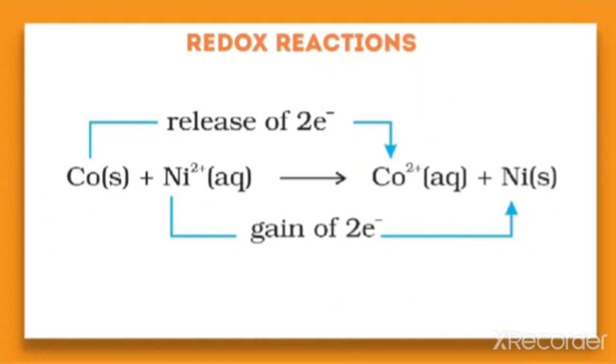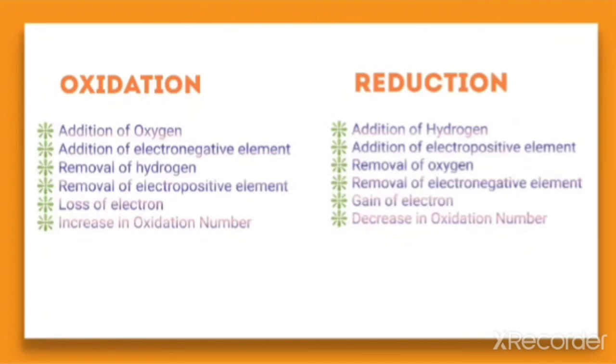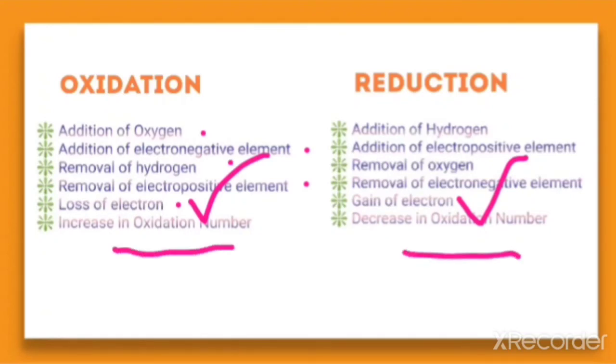So by this way, we come up with a definition. Already we have discussed some definitions: in terms of oxygen, in terms of electronegative element, in terms of hydrogen, in terms of electropositive element, and in terms of electron transfer. That is the definition we have learned now in this video: loss of electron is called oxidation and gain of electron is called reduction. Now one more definition we need to discuss for oxidation and reduction, that is in terms of oxidation number, that we'll be discussing in the next videos.